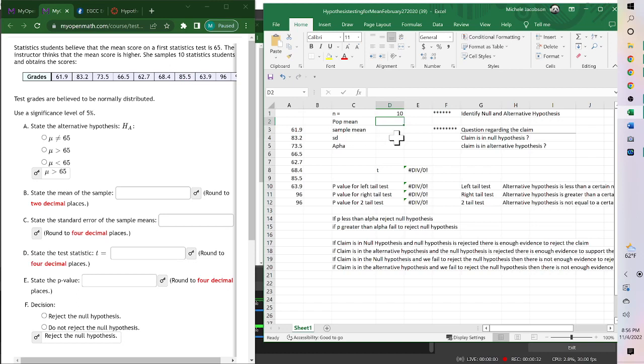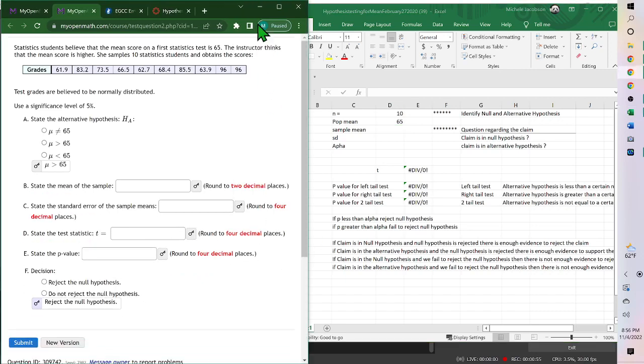And then the population mean comes from your hypothesis, which was 65. And it says, let me make this a little bigger so we can see. The instructor thinks that the mean score is higher, so we're testing greater than.